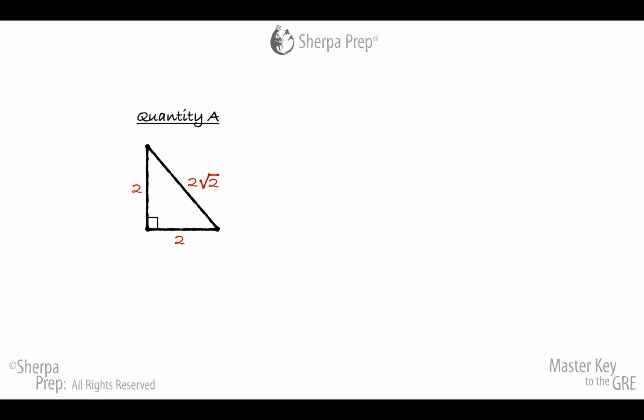Now, remember, to get the area of a triangle, the area is always 1/2 times the base times the height. Here we have a base of 2, and we have a height of 2 as well. In other words, our area is going to be 1/2 times 2 times 2. Well, 2 times 2 is 4, and half of 4 is 2. So we know that quantity A has a value of 2.